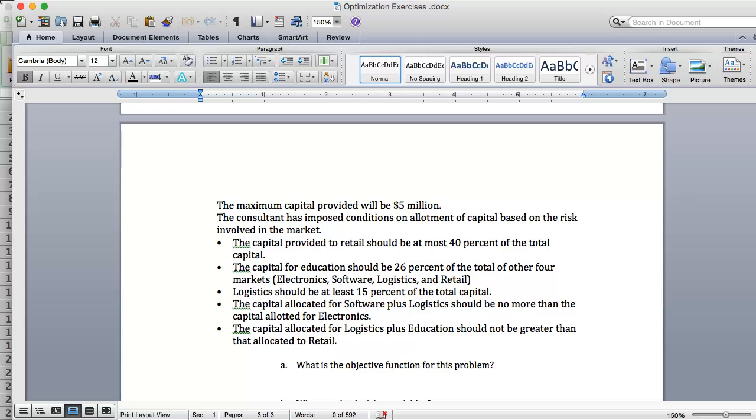The capital provided will be $5 million. So we're trying to decide how much of that $5 million to invest in the 5 market areas. But we also have some additional constraints. The capital provided, or what we invest in the retail market area, should be at most 40% of our $5 million. The capital for our education market investment should be equal to 26% of the other 4.